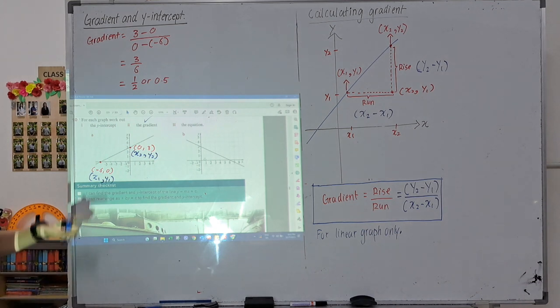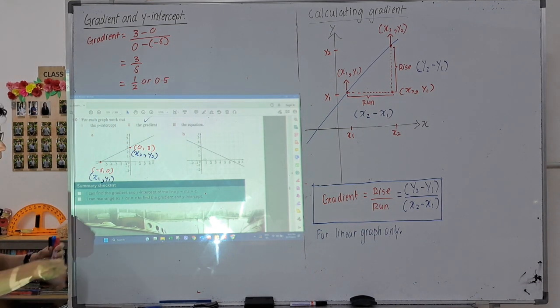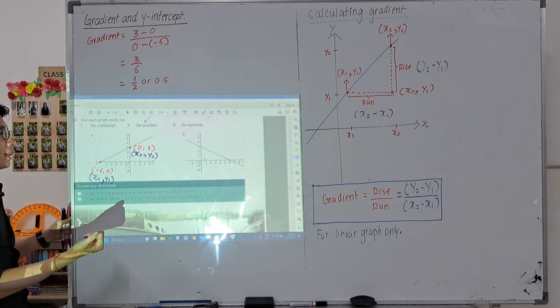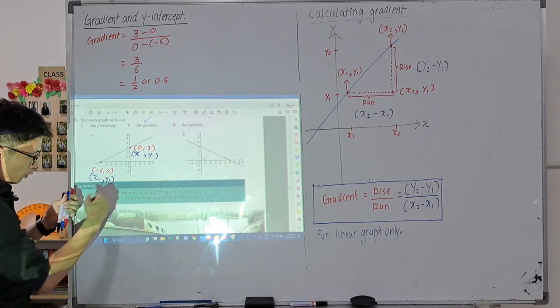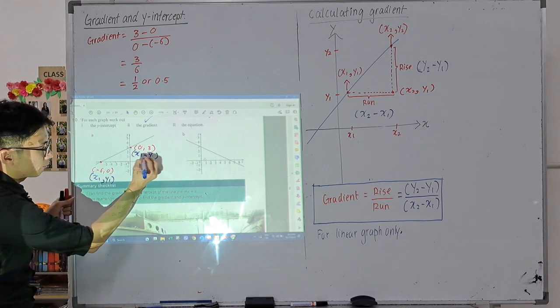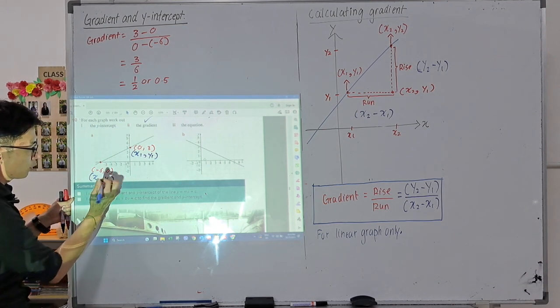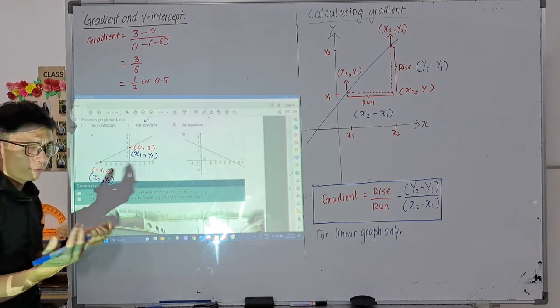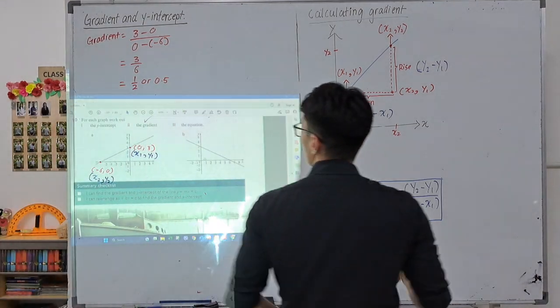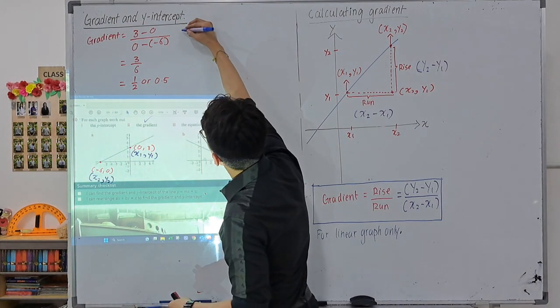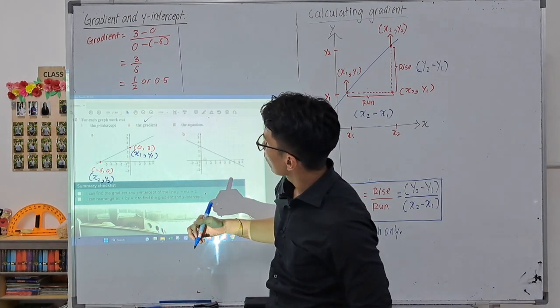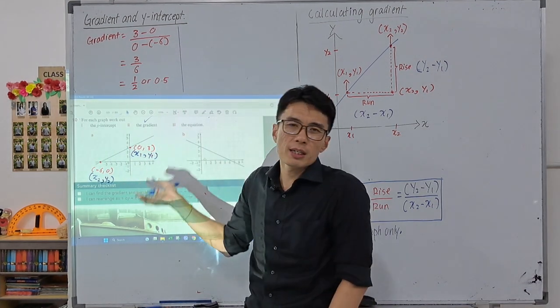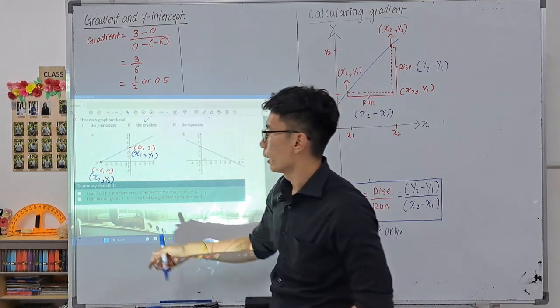Simple. But I want to show you something interesting here. Let's just say some of you choose this one to become your x1, y1 instead, and this one becomes your x2, y2. Will it affect the answer? Let's try it out. I'm going to use the blue pen for this so you can see the difference. Will this give you the same answer or a different answer? Let's try to work it out.